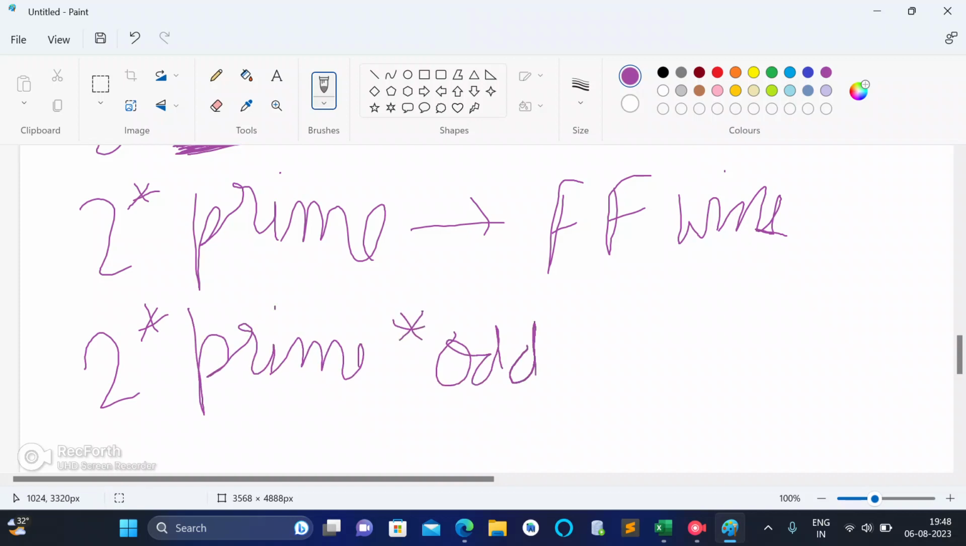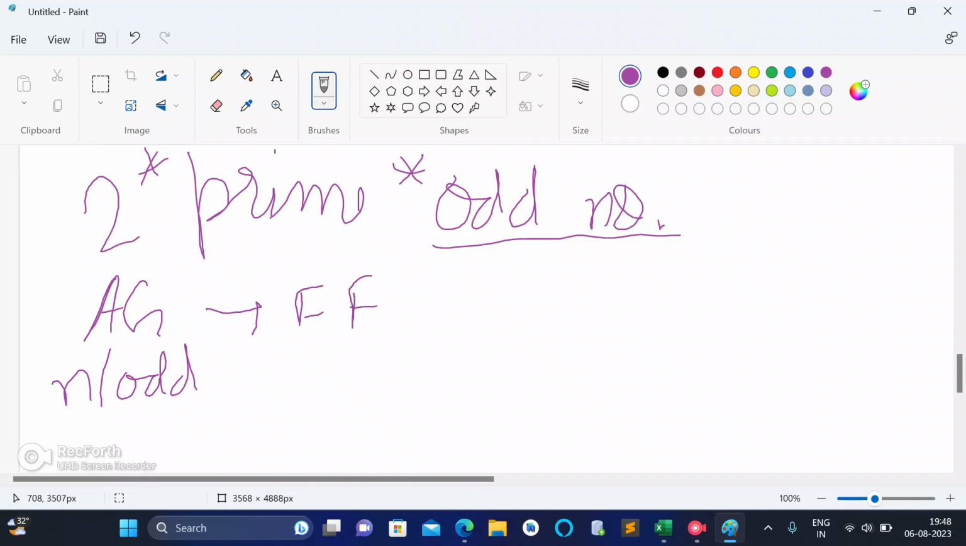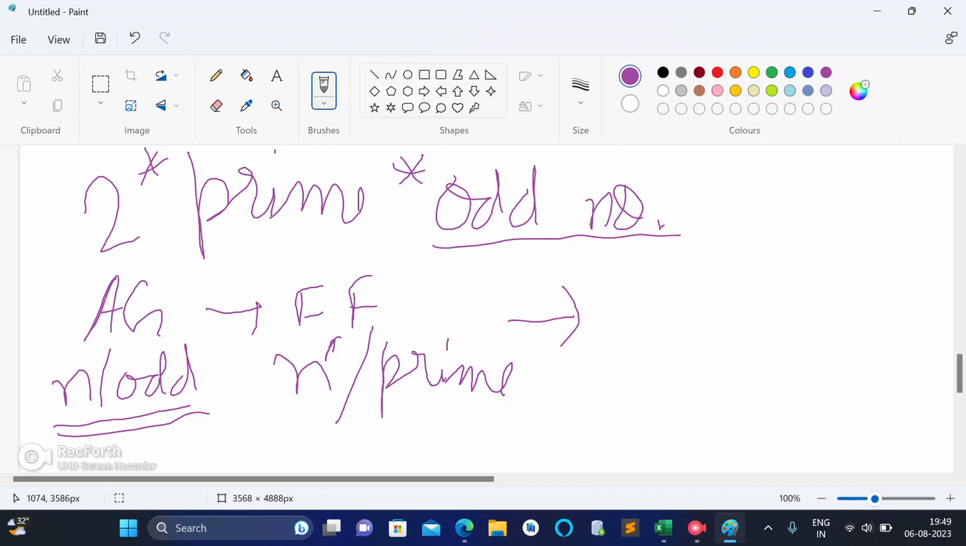If 2 into odd is actually 2 into prime into some odd number, so what will happen is, Ashish will say okay, I divide the number by the odd number. Then Fastest Finger says okay, now I will divide that n by odd number. Let's say n divided by odd becomes n dash, so he will say that I will divide n dash by that prime number.